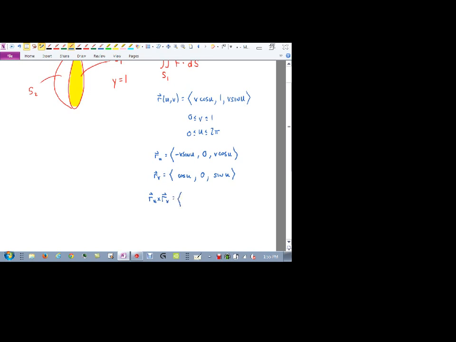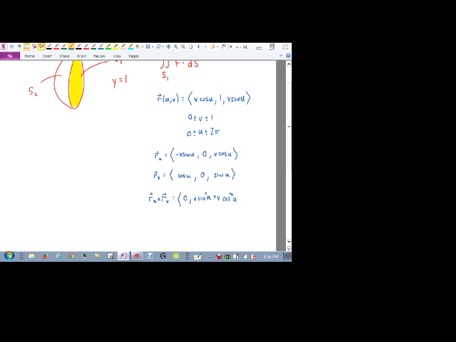Zero's the first component, right? How about the next one? You get v sine squared u plus, which is, well, minus, but then it gets changed, so it is plus, isn't it? Plus v cosine squared u. I don't know why I did v squared. Sorry about that.